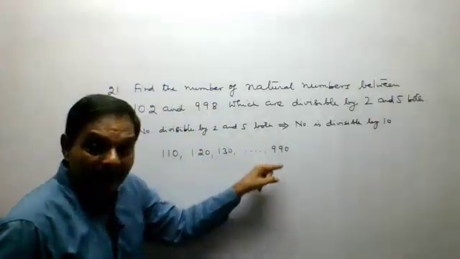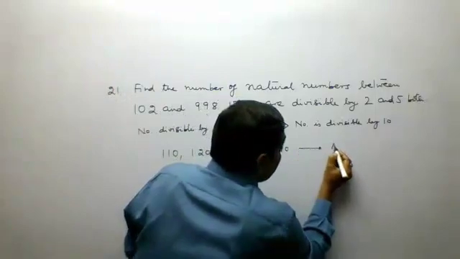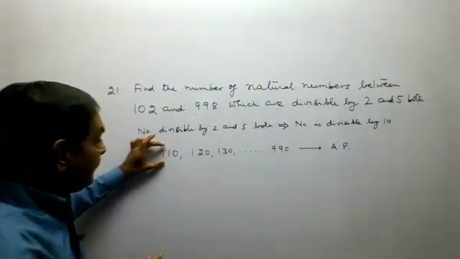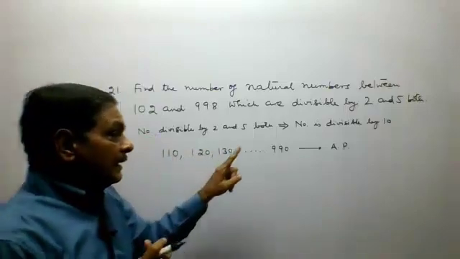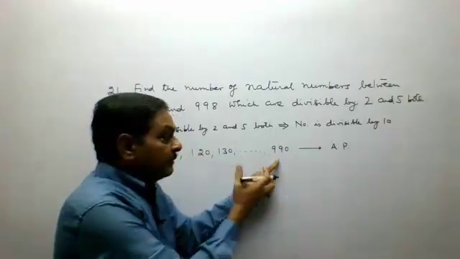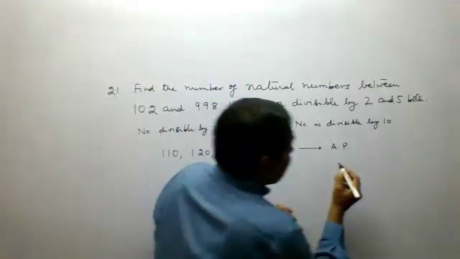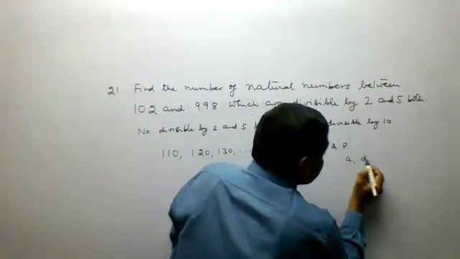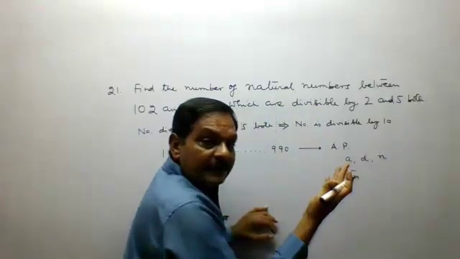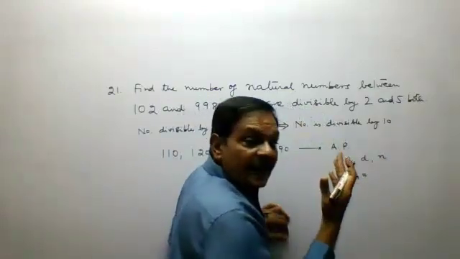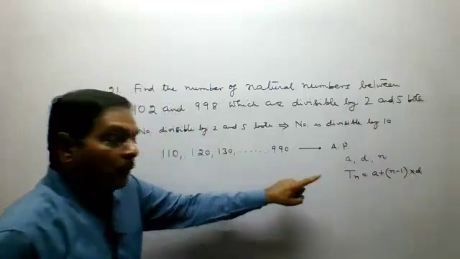Now we want how many these numbers are. Now surely this makes an AP. This is an AP, arithmetic progression, whose first term is 110, common difference is 10, and let us say these are n terms, these numbers are n numbers, then the nth term is 990. Now we have the formula that if A is the first term, D is the common difference, and the AP has n number of terms, then Tn, we also write it as An, that is the nth term, is equal to A plus n minus 1 into D. This formula we are going to apply.